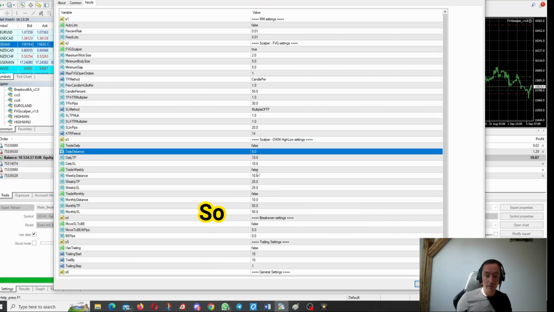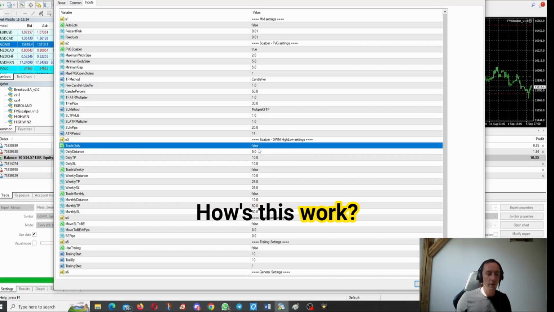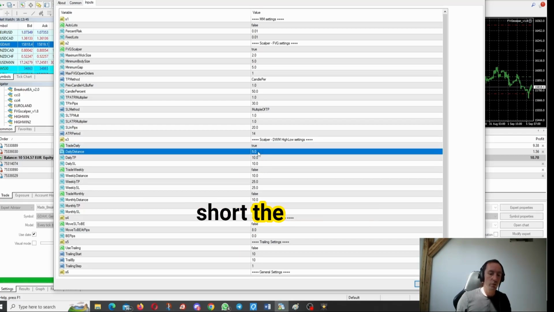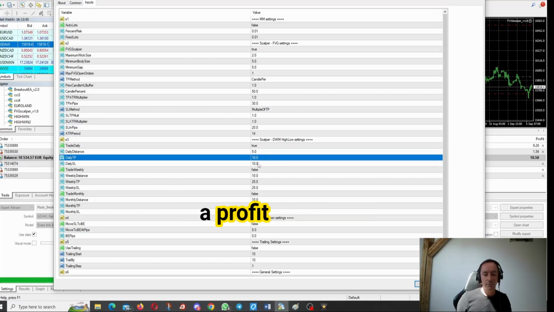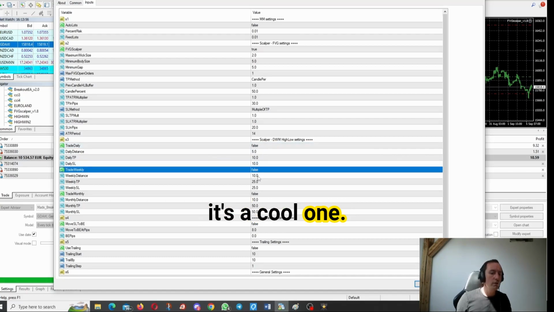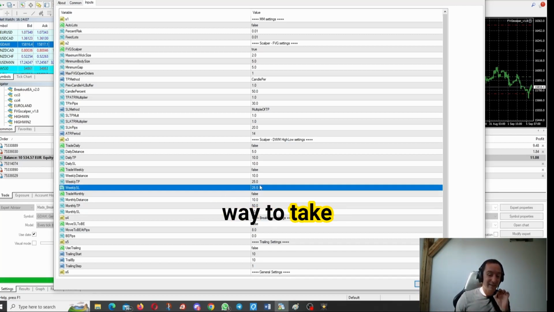The bonus is this. We also have a scalper for the daily, the weekly, and the monthly. How does this work? Basically, if you get to a daily low or daily high, you can set it to do the reverse. So if it's a daily high, it will short the market 5 points before it gets to the daily high, and then take a profit of 10 or stop loss of 10. This is a very basic bot, but it's a cool one, and we very often notice at a double top on the daily, the weekly, the monthly, we see sellers, and at the double bottom we see buyers. So this is a way to take advantage of that.